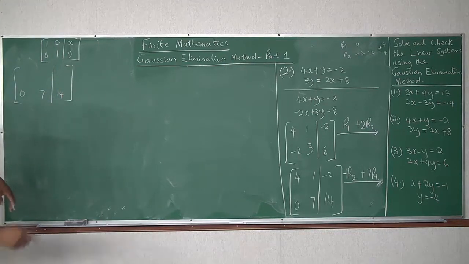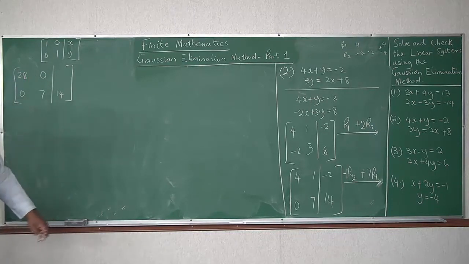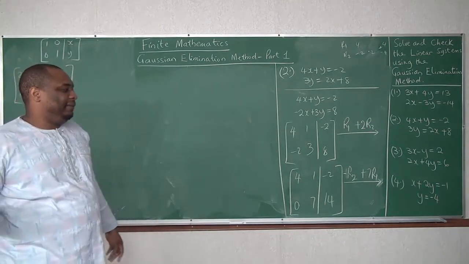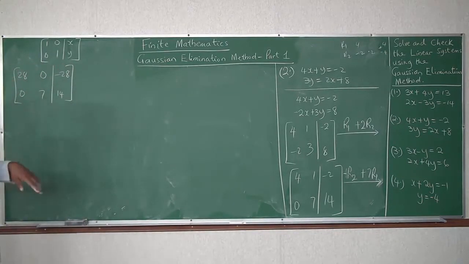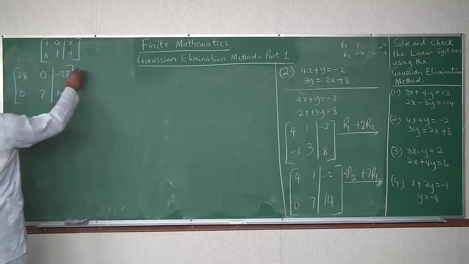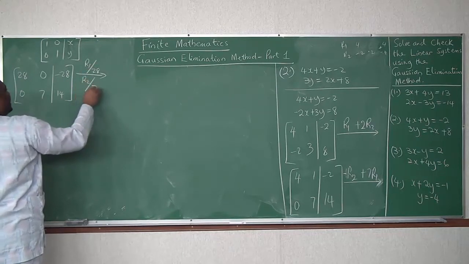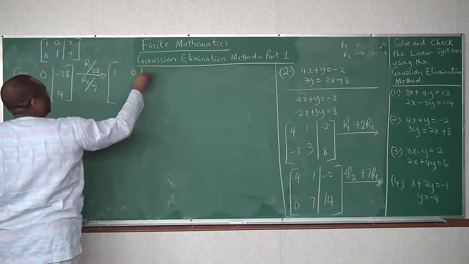Then we have 0 plus 7 times 4 is 28. Then negative 7 plus 7 is 0. Negative 14 plus 7 times negative 2 is negative 14. Negative 14 is negative 28. Okay? Then we can deal with the ones now. This will now give us what? R1 divided by 28 and then R2 divided by 7. And what we got? We have 1, 0, negative 1.